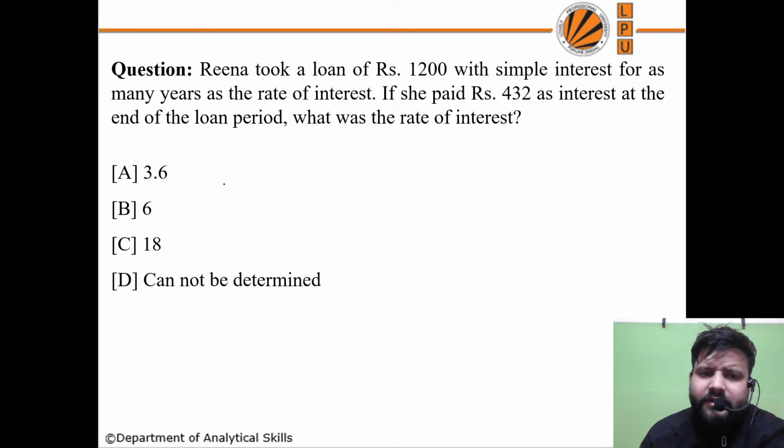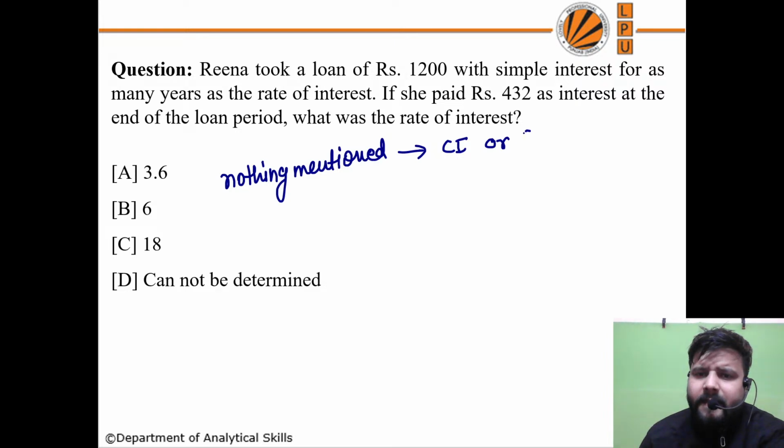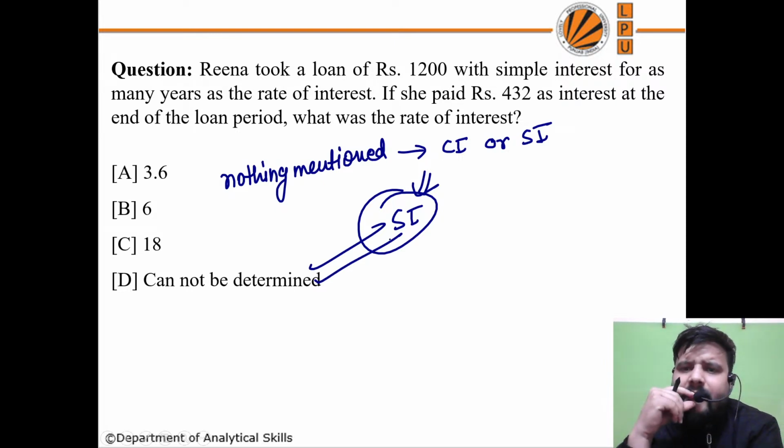And remember one thing also, if nothing is mentioned in the question, meaning they are not saying that it is CI or it is SI, then we will always treat it as SI. Remember it. Now solve this question and answer it fast.